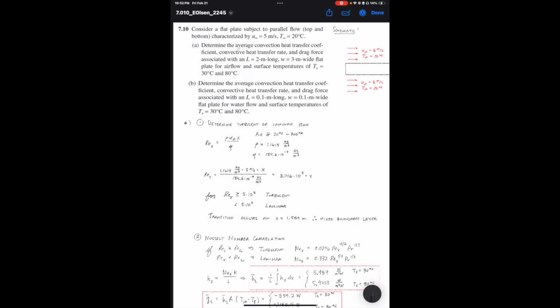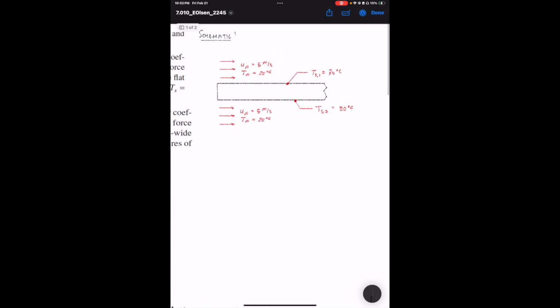We need to determine the average convection heat transfer coefficient, the heat transfer rate, and the drag force for a plate that is 2 meters long, 3 meters wide, for airflow, for two surface temperatures on the top and bottom of 30 degrees Celsius and 80 degrees Celsius. So for our schematic here, not to scale, we have our flow going on both sides of the plate, and we have our two different surface temperatures, which I will treat independently.